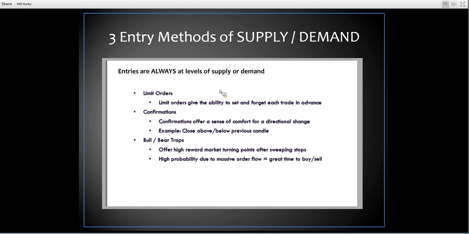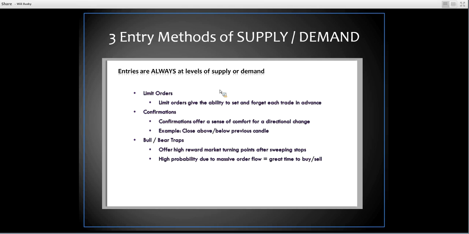While it may give you more of a sense of comfort, you have to understand that you're getting in at a worse entry. In other words, your entry is not going to be as low in demand or as high in supply as it would have been using a limit order, because obviously you're waiting for price to turn. An example of that would be a close above or below the previous candle. It's just one form that a lot of people use as a confirmation.